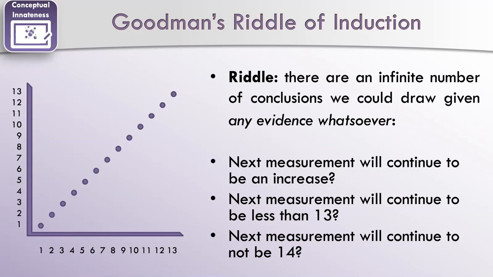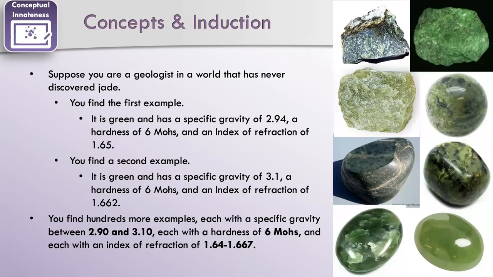Or there's an infinite number of logically possible next steps. And to show you that, imagine you're a geologist in a world that never discovered jade. You find an example of jade and it has a specific gravity of 2.94, a hardness of 6, an index of refraction of 1.65. You find hundreds of other examples that all are between 2.9 and 3.1, hardness of 6, an index of refraction that's pretty similar. This is greater similarity than most minerals. And so you coin this term after your favorite Beatles song.